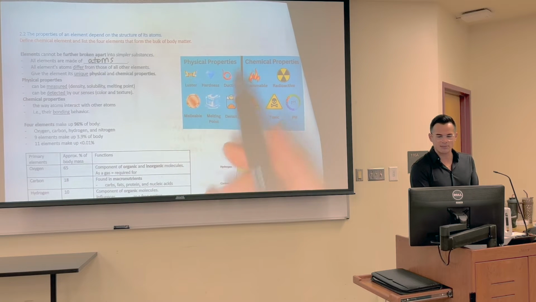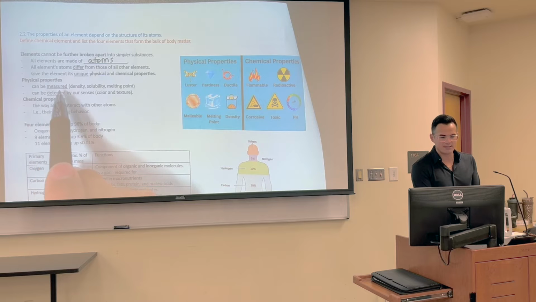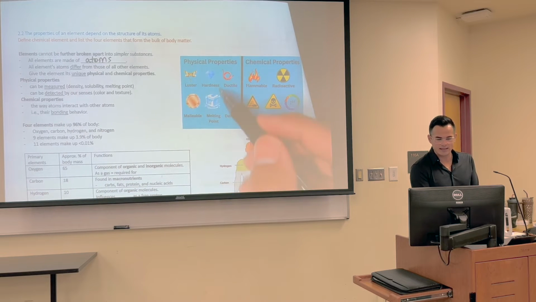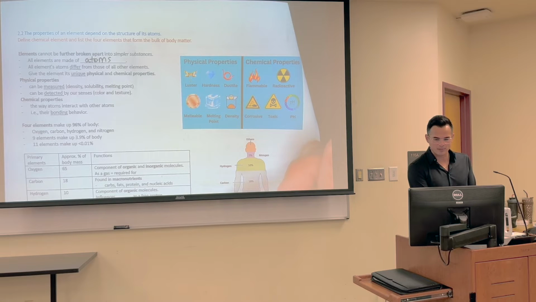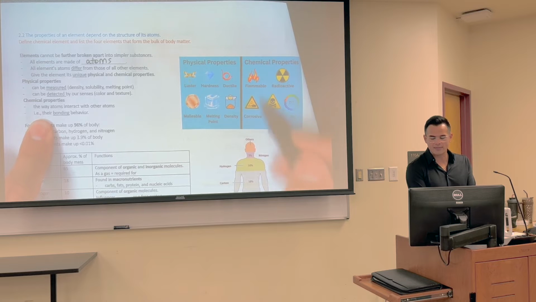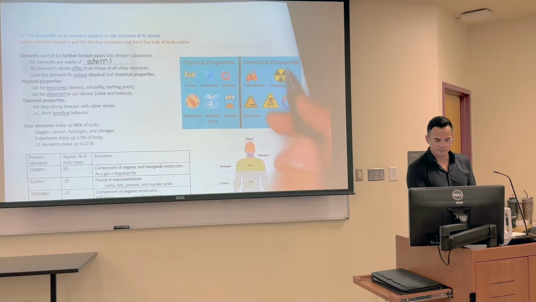So just distinguishing between the two, physical properties are things that can be measured: density, solubility, melting point, all these different things, and they can also be detected by our senses. When we compare that with chemical properties, we're looking at their actual bonding behavior, how they actually react, these different elements.